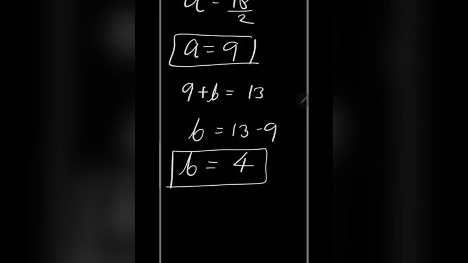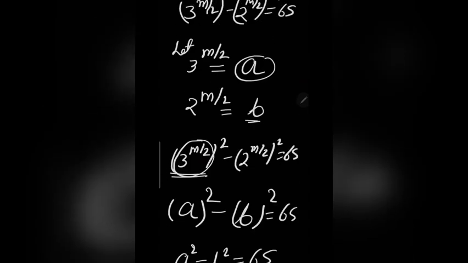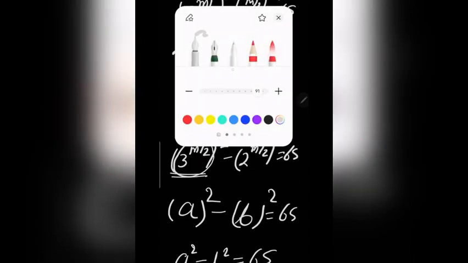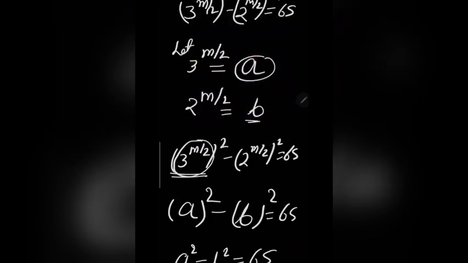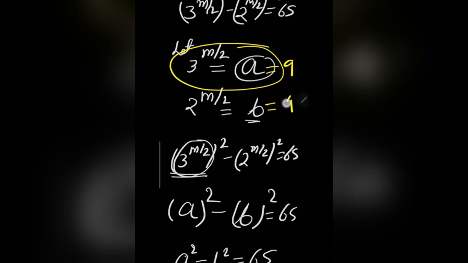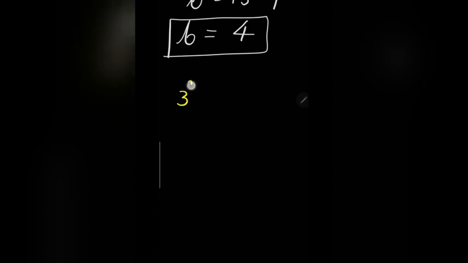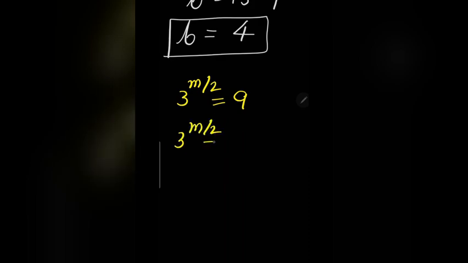Now think about what we assumed earlier. We let this value 3 raised to m upon 2 be a. So we get a as 9 and b as 4. Now put this value in the first one, because we get the value of this. So 3 raised to m upon 2 is 9. 9 can be written as base 3 squared.